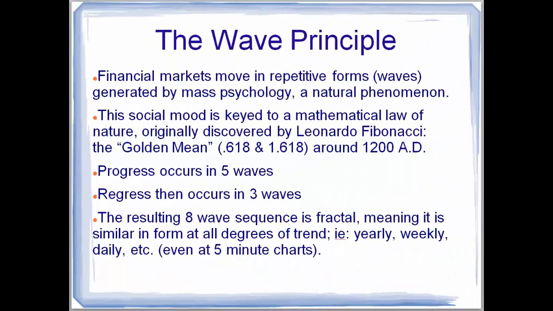R.N. Elliott discovered the wave principle back in the late 1930s. Mr. Elliott, along with many others, had not foreseen the 1929 through 1932 90% crash of the stock market and was determined to see if there could have been a way to predict it ahead of time.